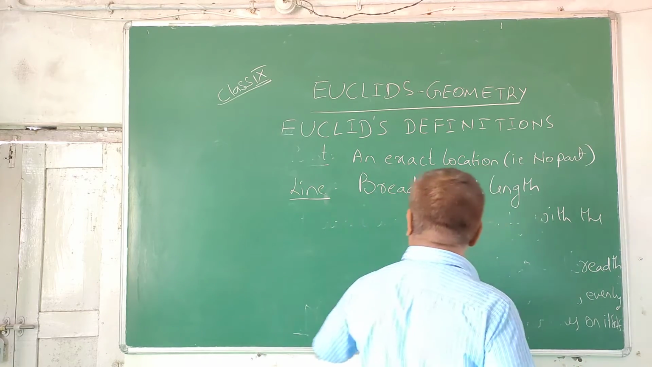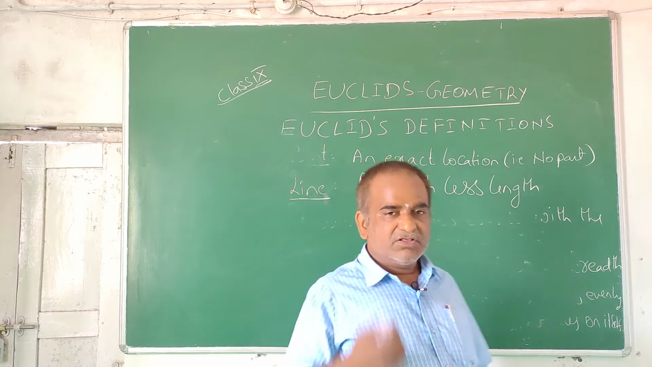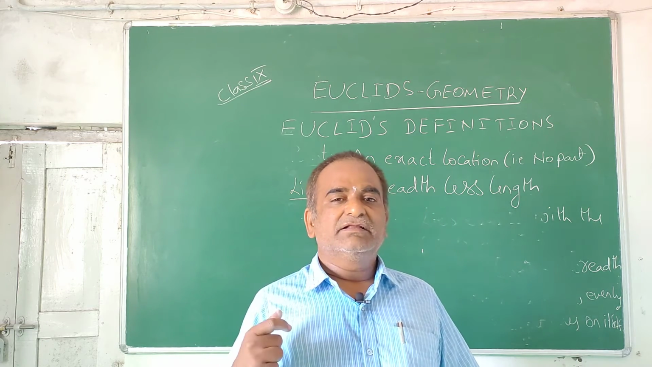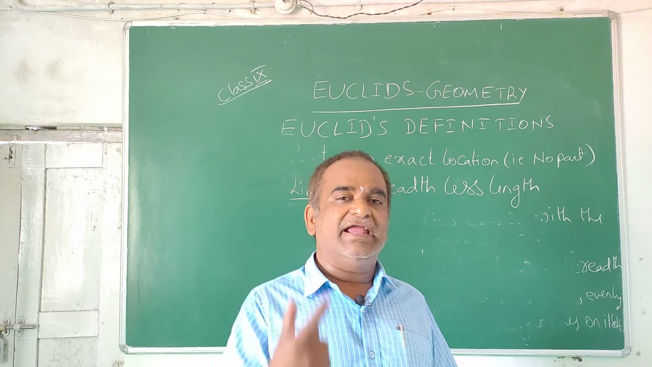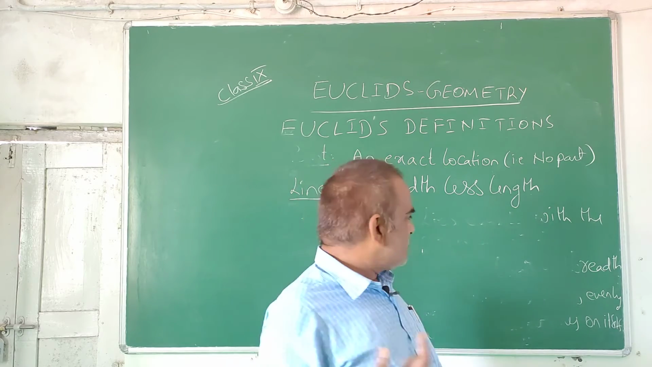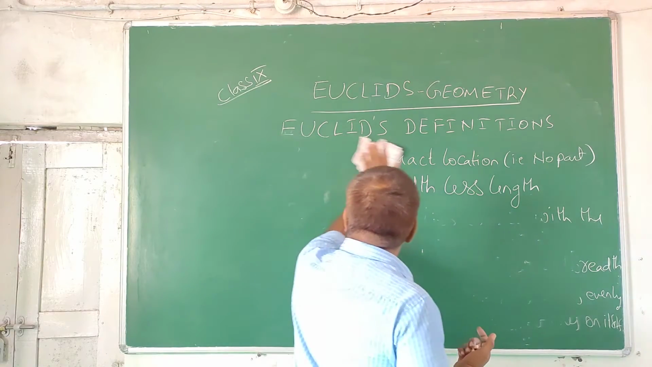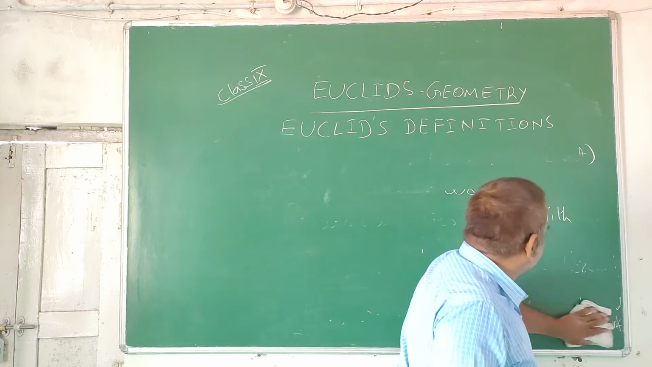The next definition is solid. According to Euclid, a solid is a geometrical figure which has length, breadth and height. So a solid has length, breadth and height.